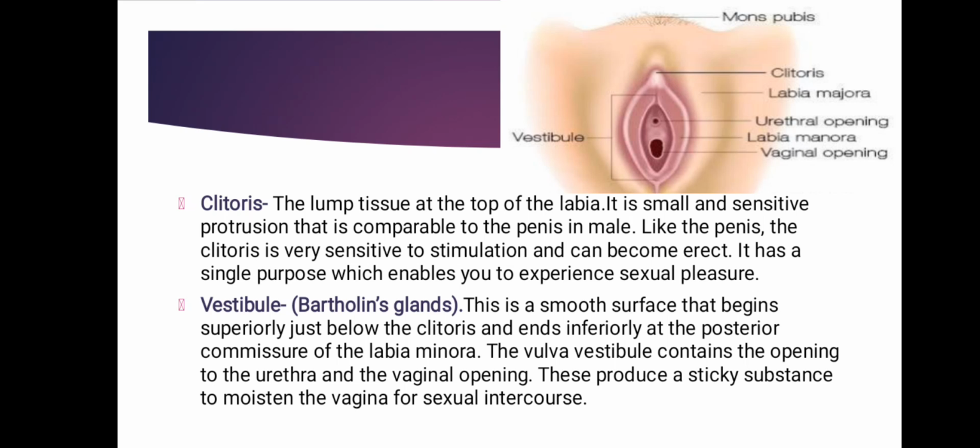Vestibule or Bartholin's glands. This is a smooth surface that begins superiorly just below the clitoris and ends inferiorly at the posterior commissure of the labia minora. The vulva vestibule contains the opening to the urethra and the vaginal opening. These produce a sticky substance to moisten the vagina for sexual intercourse.